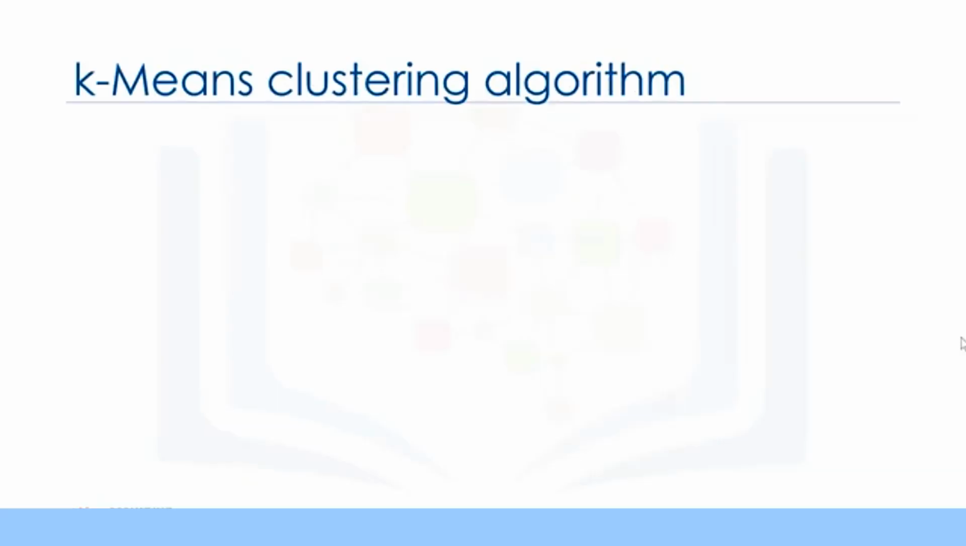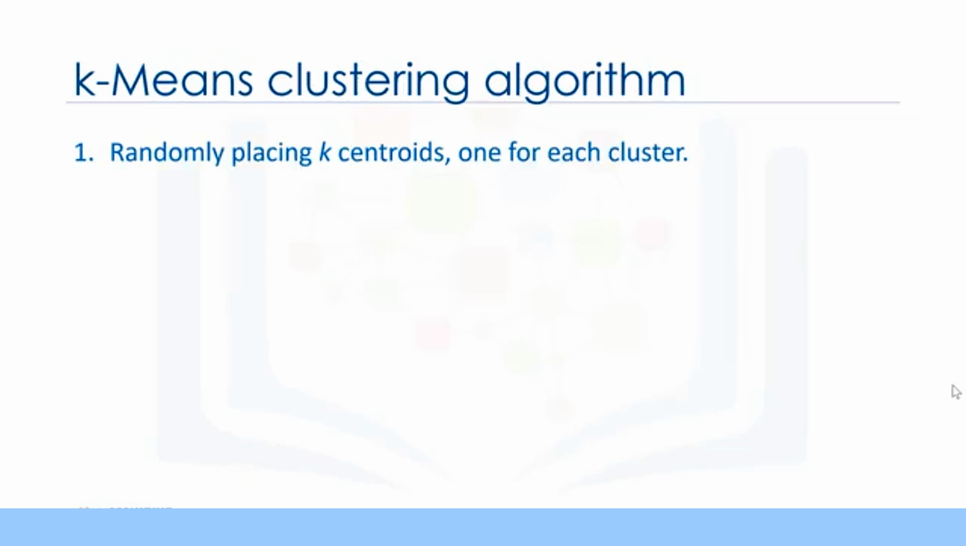Let's get started. Let's define the algorithm more concretely before we talk about its accuracy. A k-means algorithm works by randomly placing k centroids, one for each cluster. The farther apart the clusters are placed, the better.